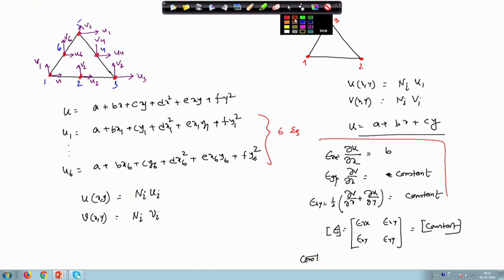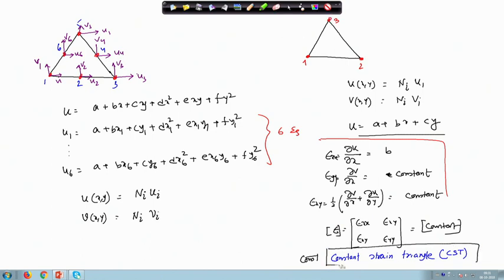Let us use different color. This element is called constant strain triangle, or CST. If you see any finite element book, probably the initial phases, the elements you will come across is constant strain triangle. Now, these elements have some advantage or disadvantage.